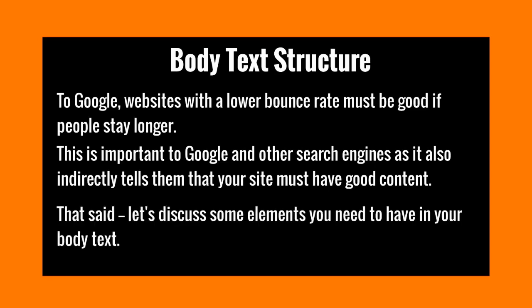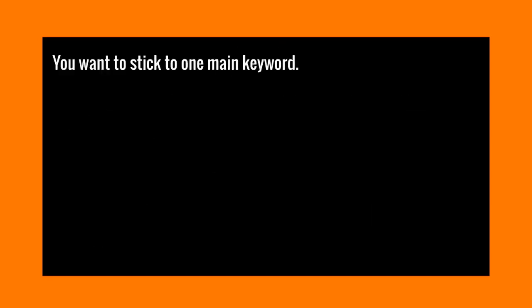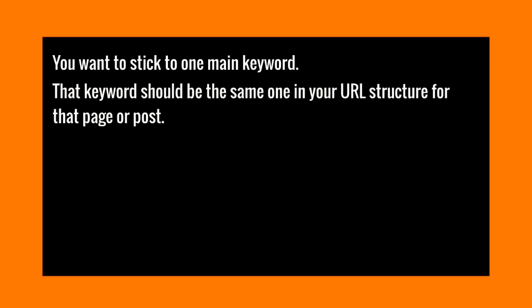And that said, let's discuss some elements that you need to have in your body text. You definitely want to stick to one main keyword. And you want to have that main keyword definitely in the title of your page and throughout your page. So that keyword should be the same one in the URL structure for that post or your page. Now I'm going to show you in a minute. If we hop on over to WordPress, you can name it the title, and if everything is set up correctly, the permalink or the URL structure should have that keyword, and that keyword should be spread about.